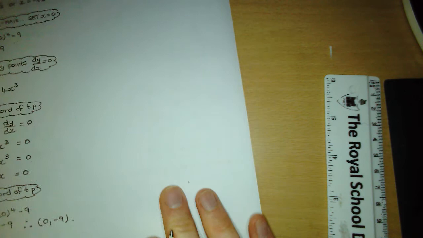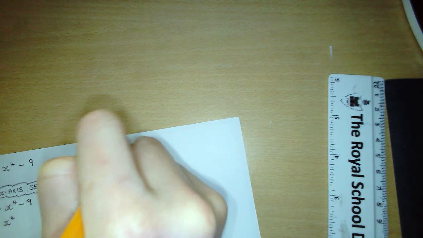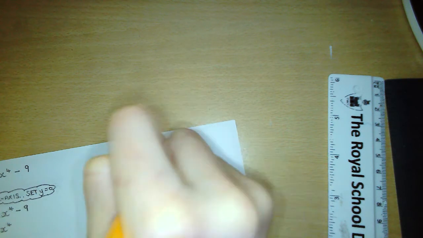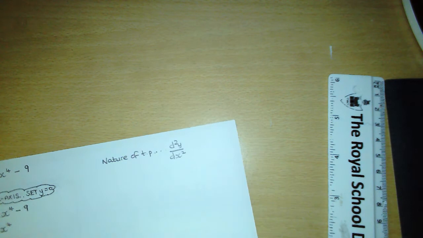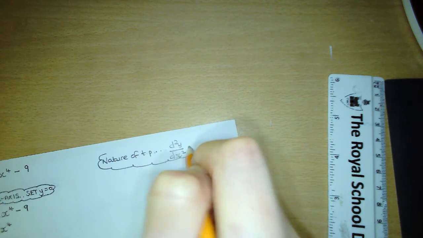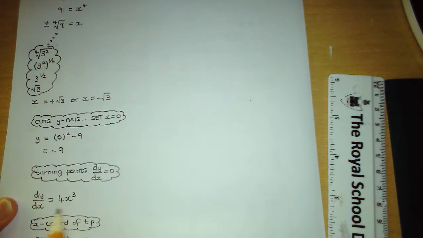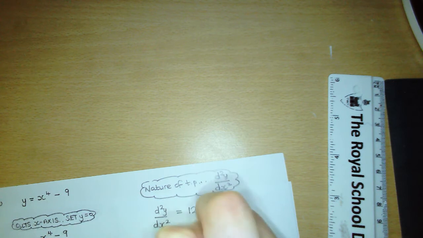Now we're going to get its nature. Is it a max or a min or a point of inflection? So we're now going to get the second derivative. So for the nature of turning points, we need d2y by dx squared. To get the second derivative, you go back to the first derivative, the general gradient, and you differentiate again. So we're going to get 12x squared. So d2y by dx squared is going to be 12x squared.